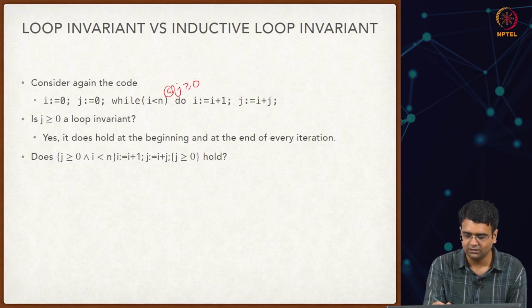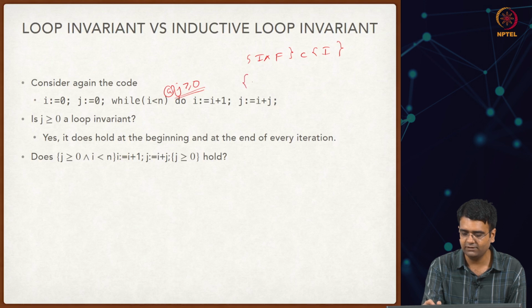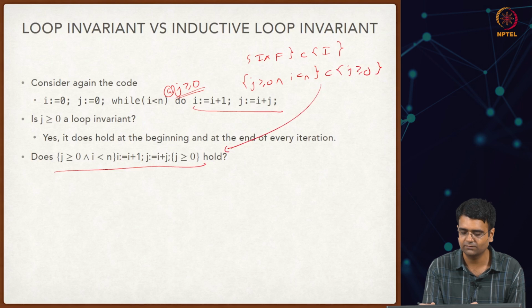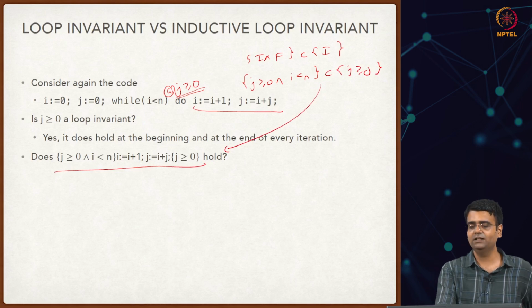Okay. Now if you want to show that this is a loop invariant, you will need to show that this I and f c I is a valid Hoare triple. So I will be j is greater than or equal to 0, f will be i is less than n, c is the body of the loop, and j is greater than or equal to 0. So we will need to show that this particular Hoare triple is valid, it is the same as this Hoare triple.